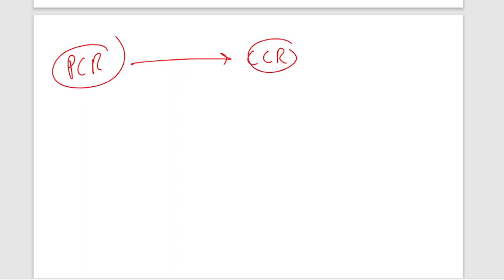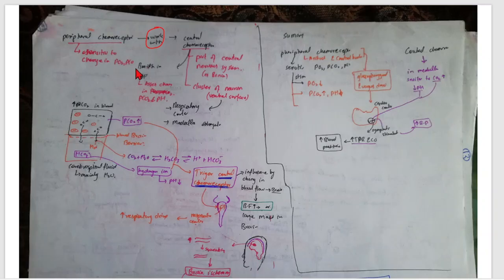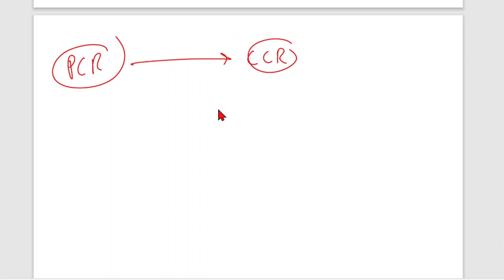For example, this is the peripheral chemoreceptor. These also work with the central chemoreceptor. They are in communication with each other. So what will it do? The central chemoreceptor is part of the central nervous system, a cluster of neurons. You have to remember, the central chemoreceptor is in the cerebrospinal fluid, bathed in the cerebrospinal fluid.